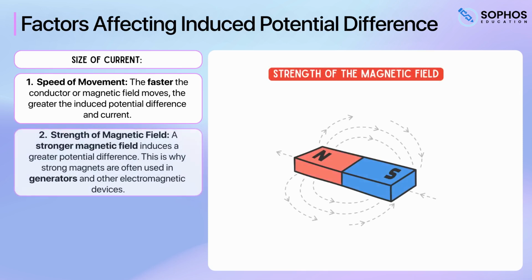Next is the strength of the magnetic field. A stronger magnetic field induces a greater potential difference. This is why strong magnets are often used in generators and other electromagnetic devices. They produce a larger induced voltage for a given speed of movement.